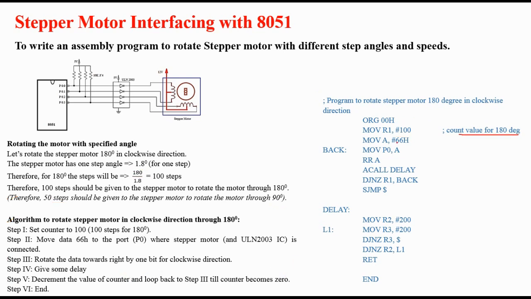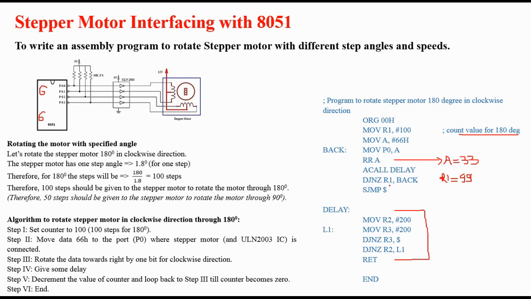And just like the previous program, move 66H into A, then move the data from A, that is 66, to port P0. So at the lower level of port P0 there will be 6. Then rotate right the accumulator's content. The content of accumulator will become 33. ACALL DELAY. Now this delay subroutine will be called, and at the end of the delay subroutine we will come back over here. DJNZ R1: the content of R1 was 100, now it will become 99.